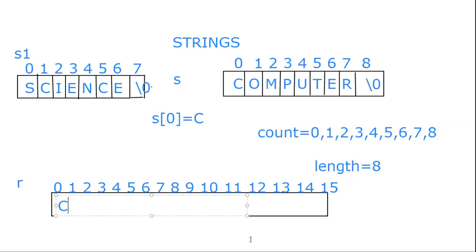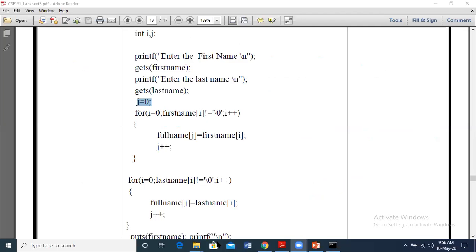If we go back to this, we have the program here, right? When we see this program, we are storing letter by letter. That is, first name is copied to full name. For the first name, we are taking index as I. It starts from 0. For full name, we take index as J. There also it starts from 0, right? Initially, I and J are zeros. So first name of 0 is C, which is not equal to null. Condition is true. Control enters into the loop.